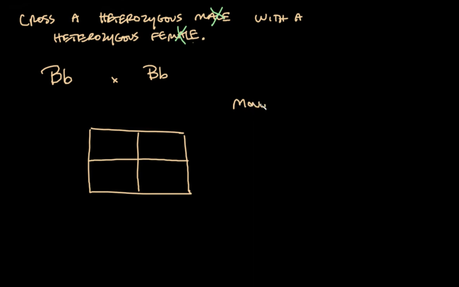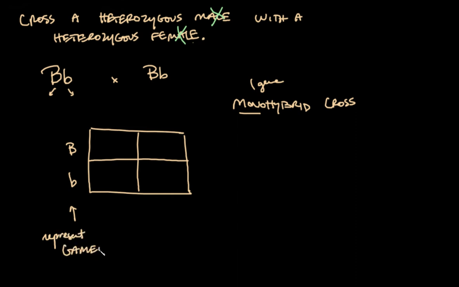A monohybrid cross. Mono means one, so this is one gene. We're going to later get to dihybrids, and you're going to see some trihybrids. So we said that these actually separate, right? So we're going to put them along the outside here, and the letters on the side represent the gametes. Gametes, which, another word, are the sex cells.